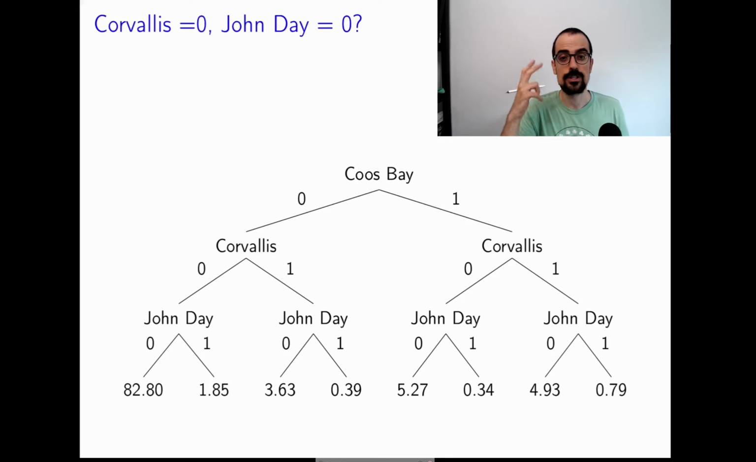Okay, what if we condition on two, like if we fix two of the random variables? So for example, here we know that it did not rain in Corvallis and it did not rain in John Day. Okay, so here we end up with this probability.